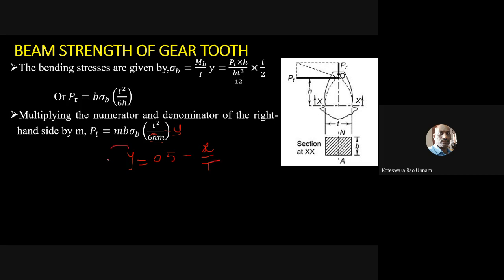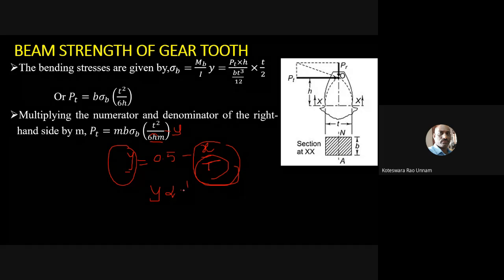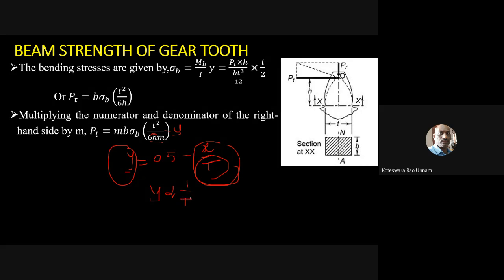So y is inversely proportional to the number of teeth, because if t decreases, the x by t value will increase and y will decrease. If x by t increases, y will decrease. So that means as t increases, y decreases. They are inversely proportional. So if the number of teeth is more, y is going to be larger, and if the number of teeth is less, y is going to be smaller.